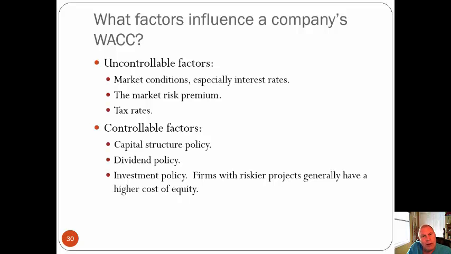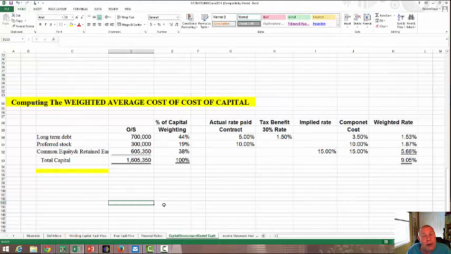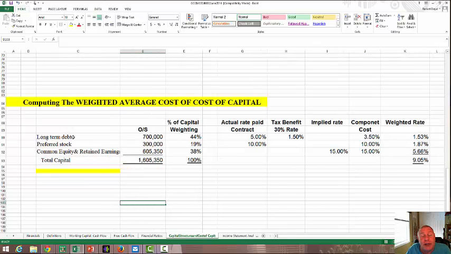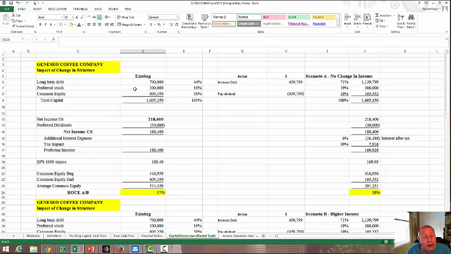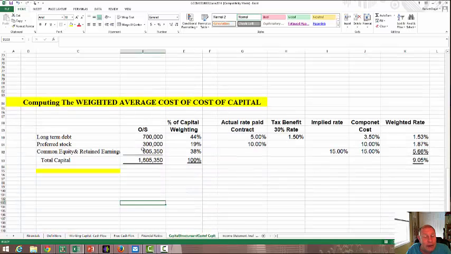What we're going to look at now is a simple application of Geneseo Coffee Company. Let's now see how to compute the weighted average cost of capital for Geneseo Coffee Company. Let me walk you through what you're looking at here. The first thing is the capital structure today, and that comes directly from what we computed above when we looked at their capital structure. So we look at long-term debt, preferred stock, common equity. These we're referring to as components. This is the percent of each component.